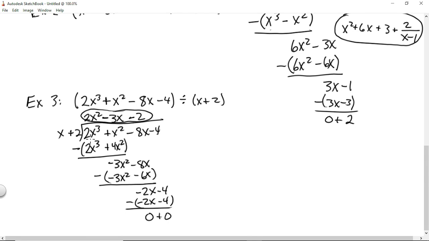So in this last example, for example, 2x cubed plus x squared minus 8x minus 4. It has to be in that order. The exponents go down. First one has an exponent of 3, then 2, then 1. Okay, they have to go in that order. Okay, so that is all for now.